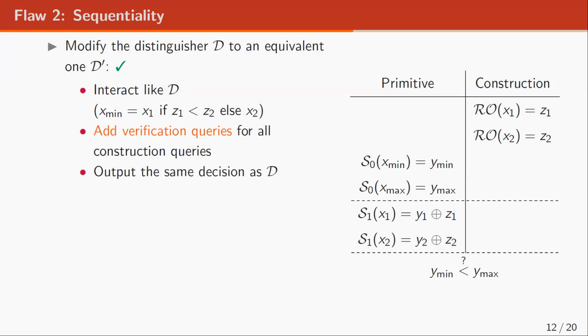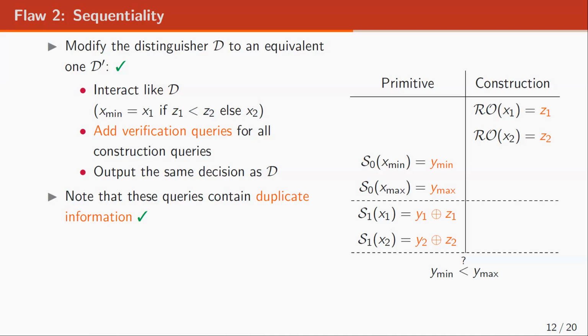And then it will output the same decision as D. So it just ignores these extra queries. This one is not important for now. And what we can then see is that this transcript actually contains duplicate information, because these Z1 and Z2 can be derived from this. So be Y1 and Y2 in some order, so you can compute it from this.